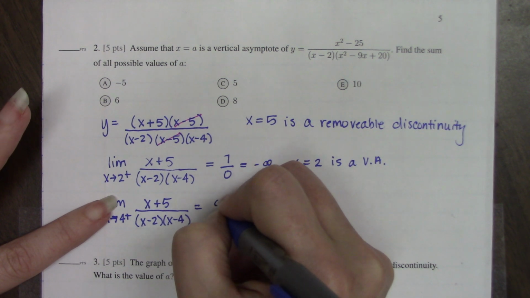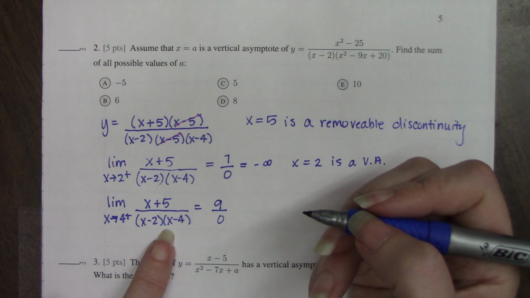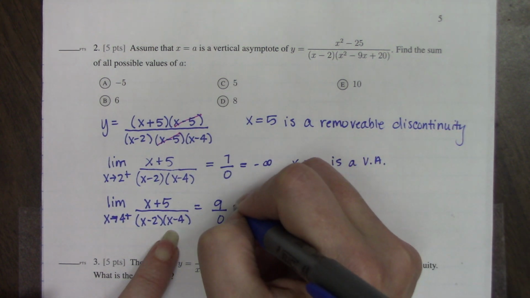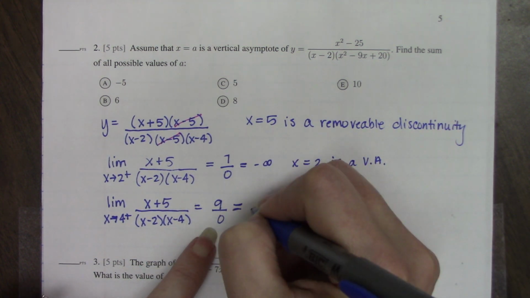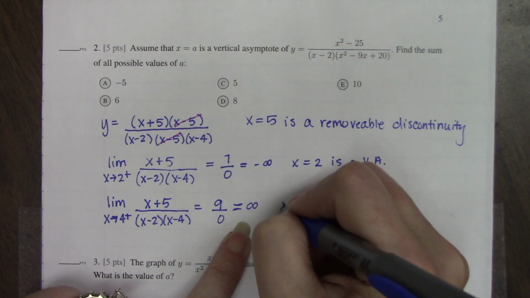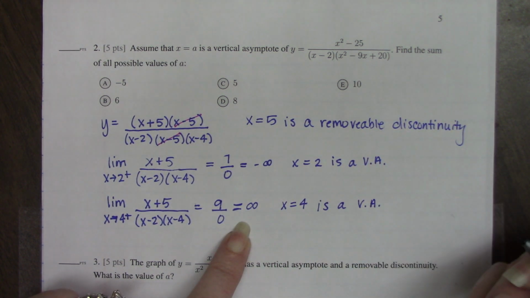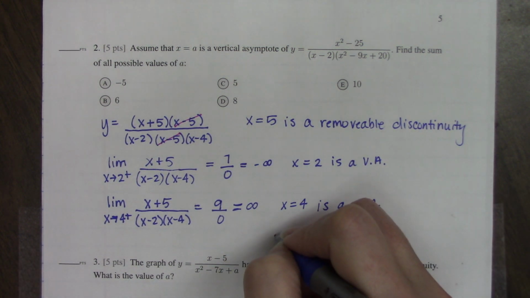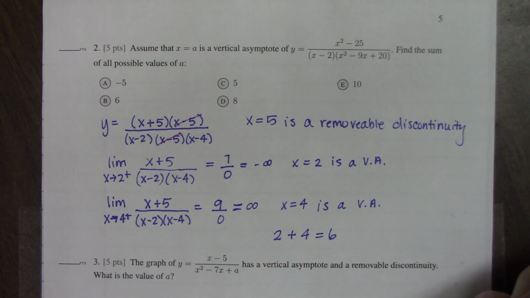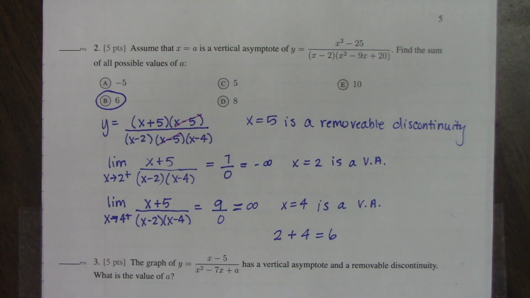Let's look at what's going on around 4. Direct substitution is going to give you 9 over 0. Now 4 minus 2 is 2, but 4 minus 4 is an incredibly tiny positive number, and so this is going to work out to 9 divided by some tiny positive stuff, so that's going to work out to be positive infinity, and x equals 4 is also a vertical asymptote. So we have found 2 vertical asymptotes, and 2 plus 4 equals 6 because the question said to add them up. So B equaling 6 is the correct answer.